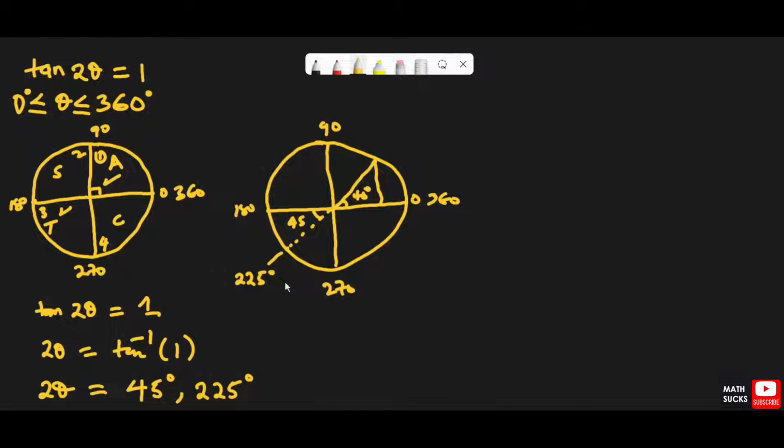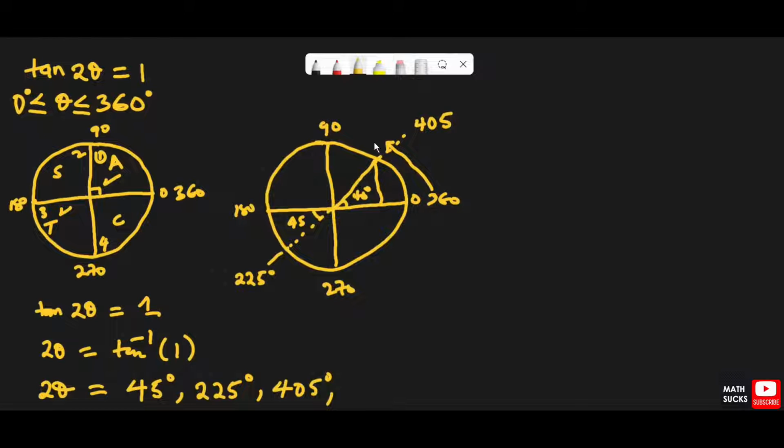Then if we move further, this is 360 after completing the circle. If we move further and come back here, our next possible angle is going to be 360 plus 45, which gives us 405. We can see that this angle is already above 360, but the idea is that when we divide by 2, these angles are going to reduce. Let's see if we can generate more angles.